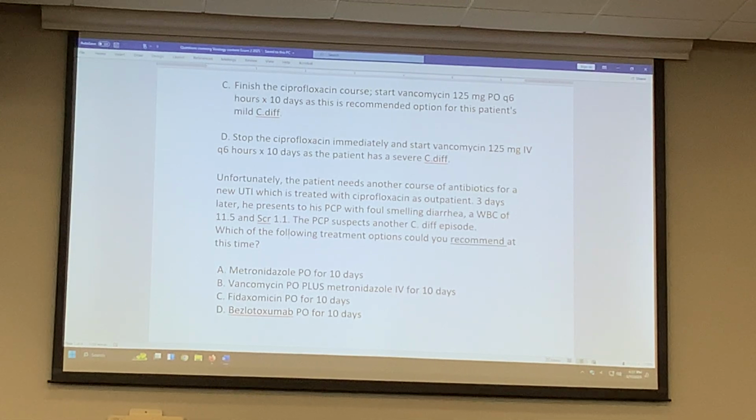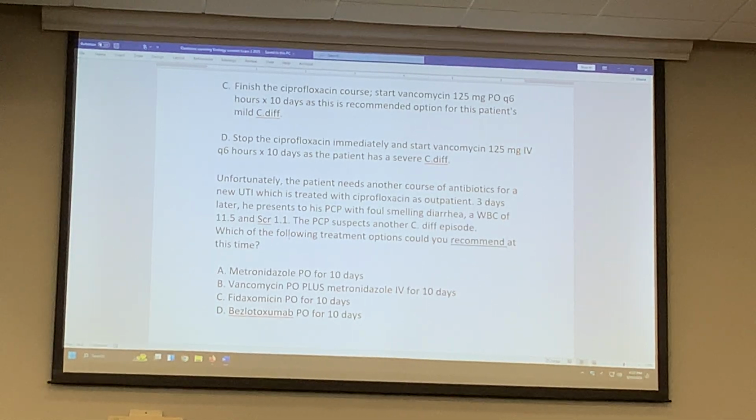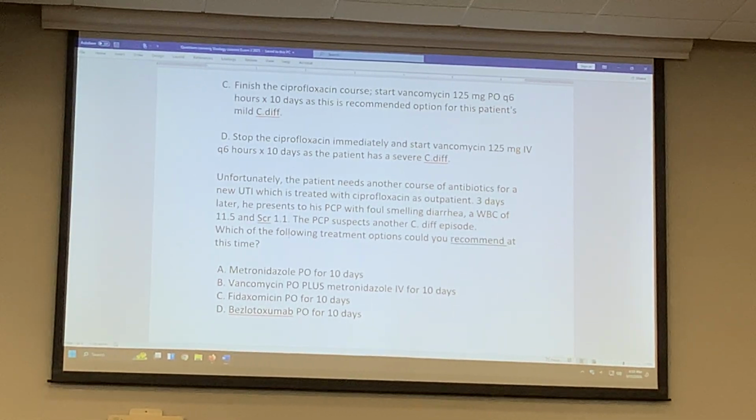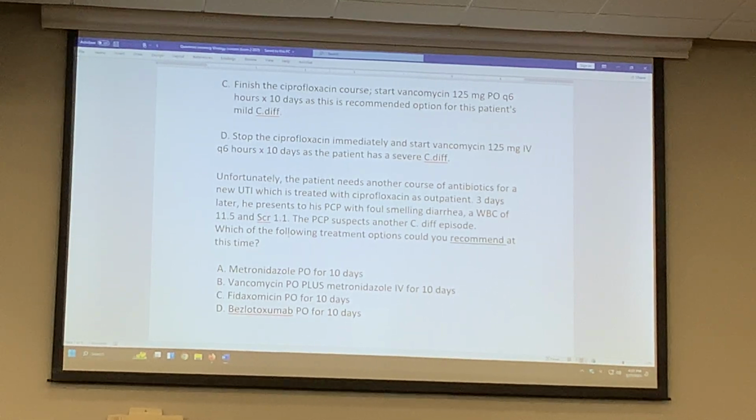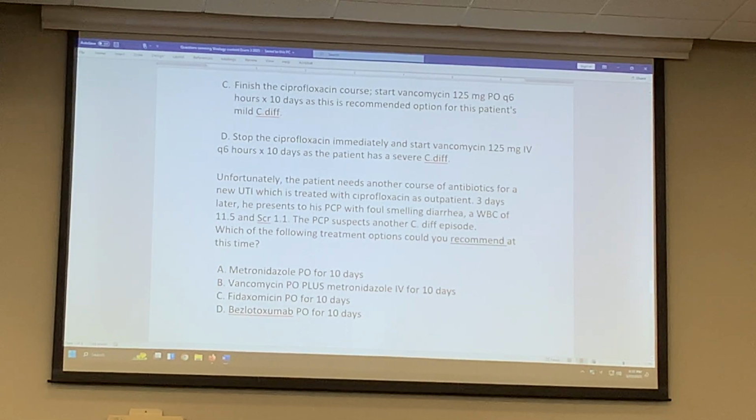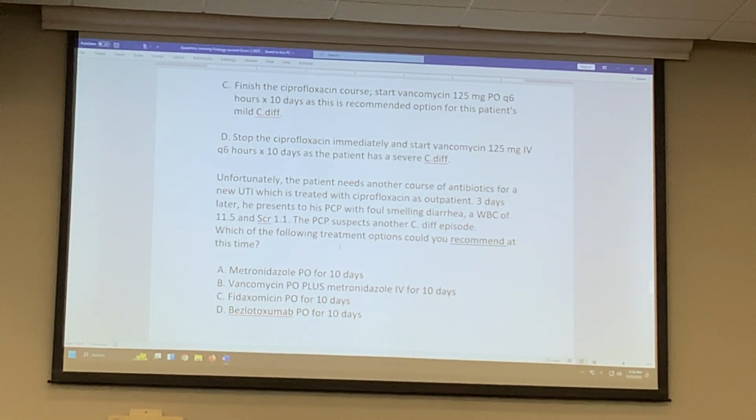So what about the criteria for mild or moderate or severe? Is there a difference to the first episode? Only difference is the second episode, right? That's it. It's a recurrent C. diff. Other than that, it's the same. So again, this is a mild one. Again, another mild one. So at this point, if it's a recurrent one, we have various options.